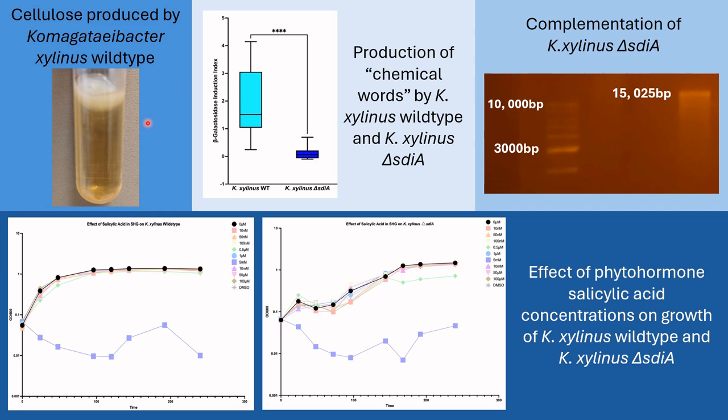So in my line of research, I worked with two strains, the naturally occurring wild type and a mutant called SDIA. This mutant strain is basically just missing a gene from its genome that is called SDIA. So this mutant typically does not produce cellulose.